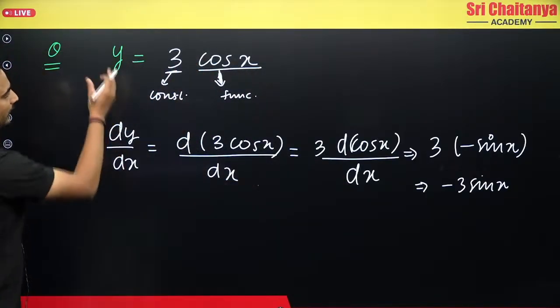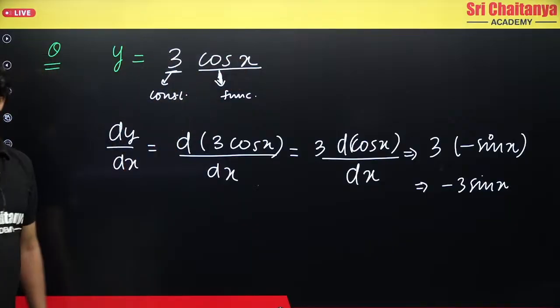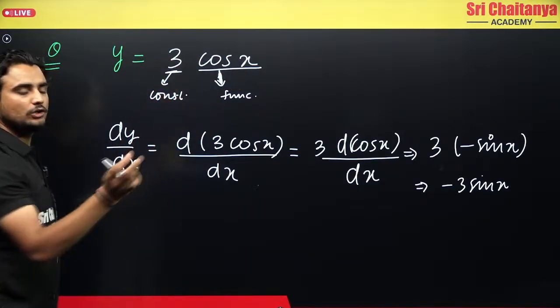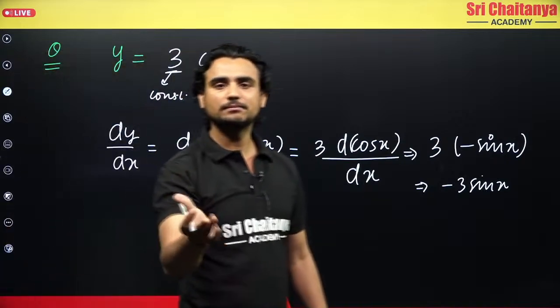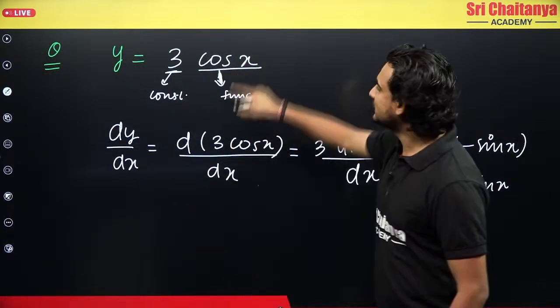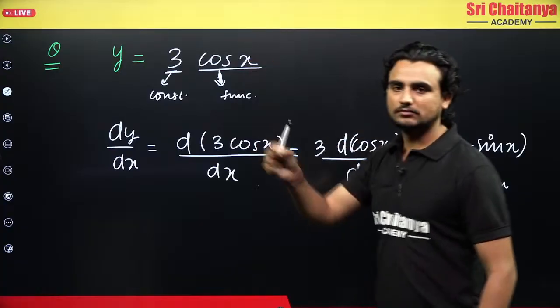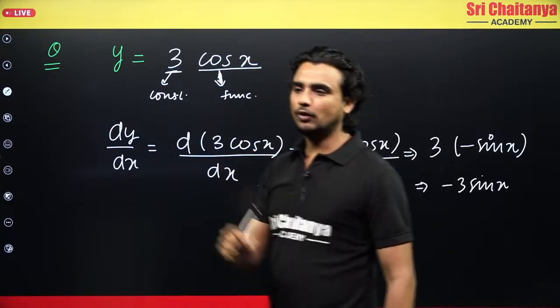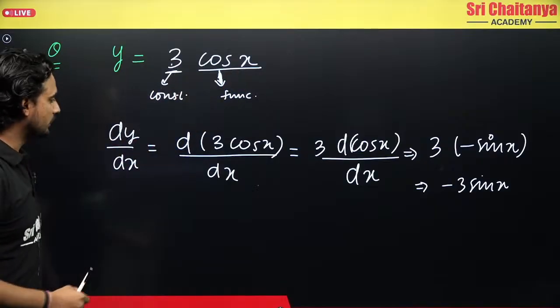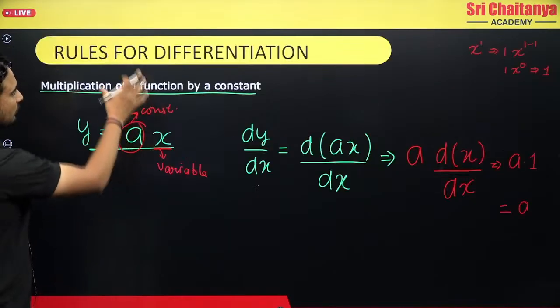See, what do I have? y equals 3 cos x. This is a constant term. What is 3? 3 is just a number and it will not change. What is this? This is cos x. As I change the value of x, cos x will change, the output will change. So this is my function, and this is constant. So from this, what do I understand?